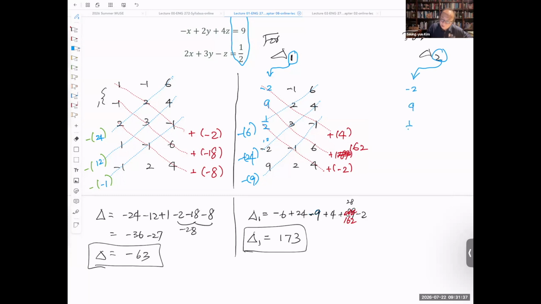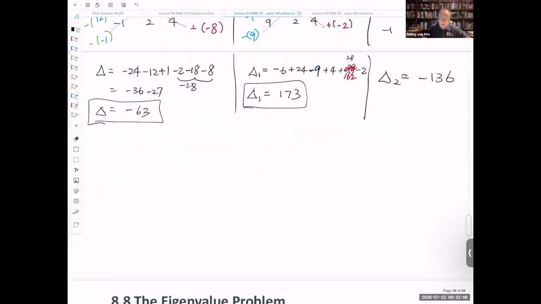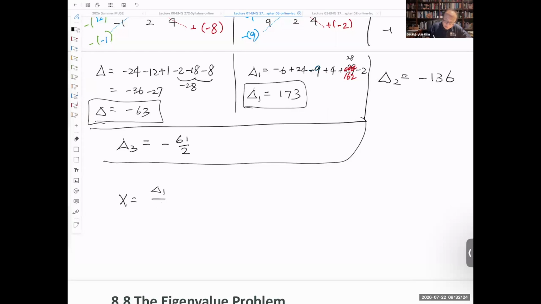For delta 2, this time, since it's the second column, we have -2, 9, +1/2. In the first column, we still have 1, -1 and 2. The third column is 6, 4, -1. And you copy down the top two rows, 1, -2, 6, -1, 9, and 4. You do it, and for delta 2, you should get 136. And delta 3, you do it, and you should have 61/2.